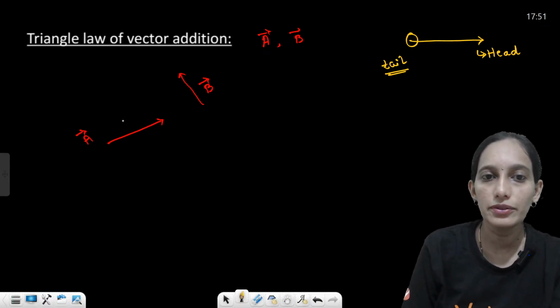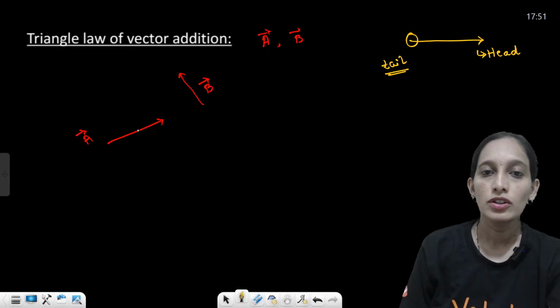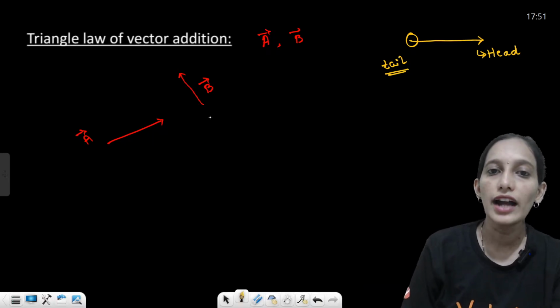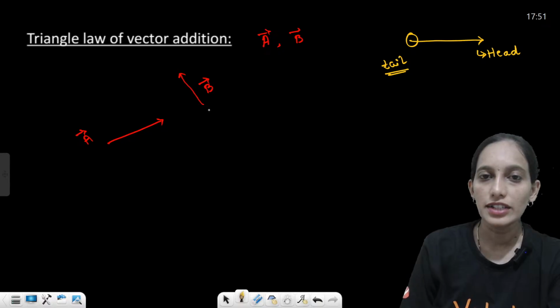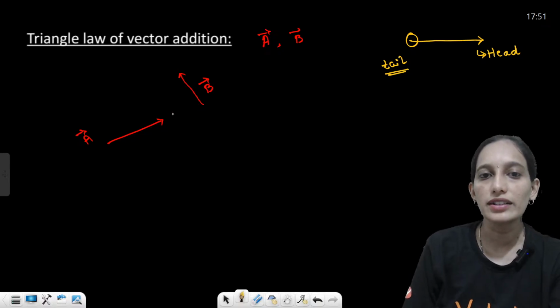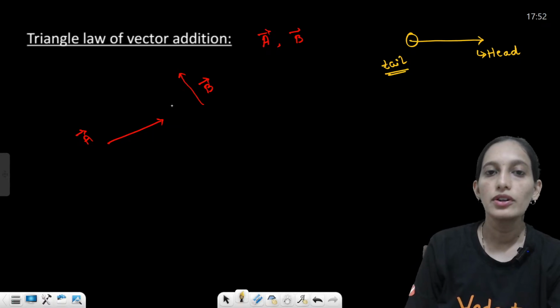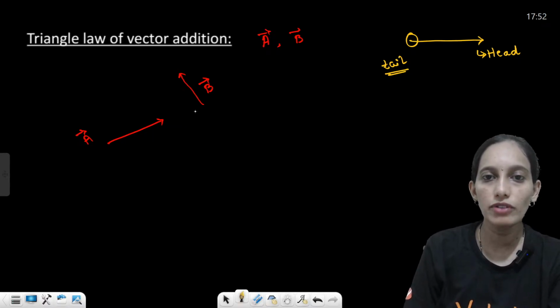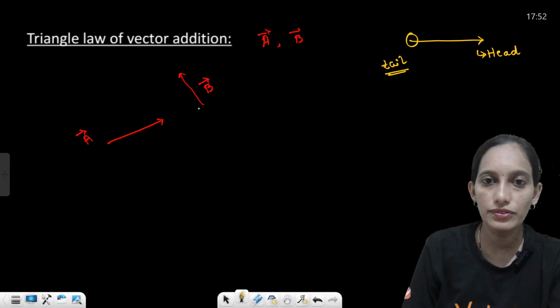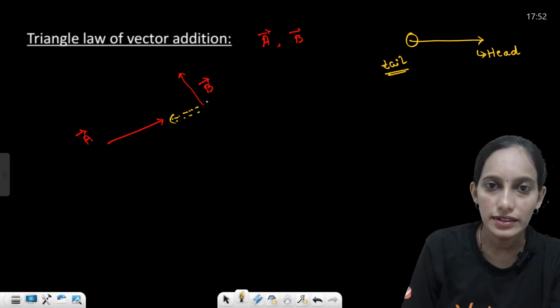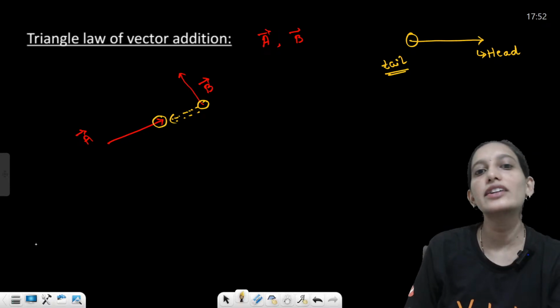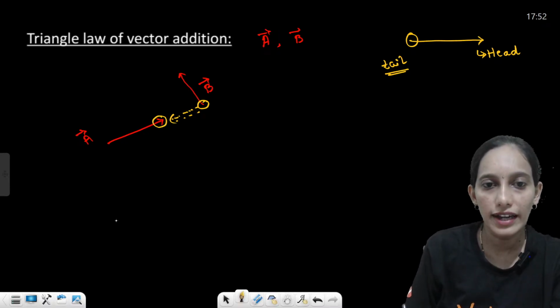Now here there are two vectors in random directions. So what I have to do is shift one of the vectors such that the head of one vector coincides with the tail of the other vector. We have to shift any one of the vectors. Let me say I will shift this B vector parallelly so that the tail of B vector fits on the head of A vector. So I will draw the diagram here again.